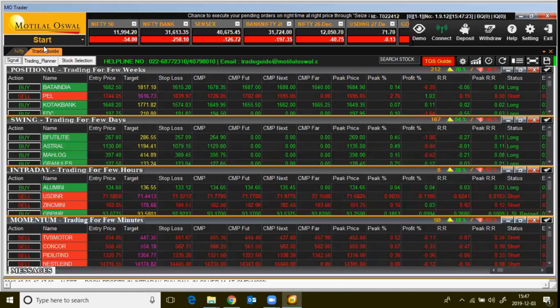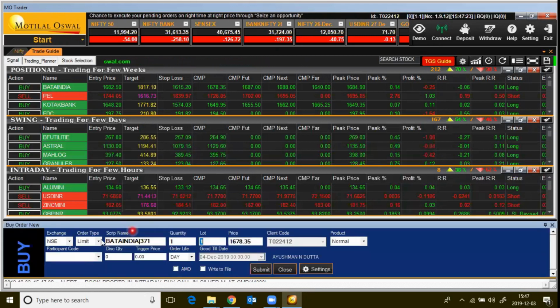So what is the manual process of placing the trade? For example, whenever a signal is generated for Bata India, I click on Bata India, I have to feed all this information, then I click on the submit button. When I am doing this, is the market going to wait for me? No, right? The market is not going to wait for me. So for that, we are using the trading planner.